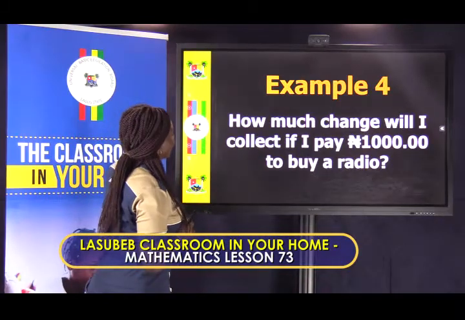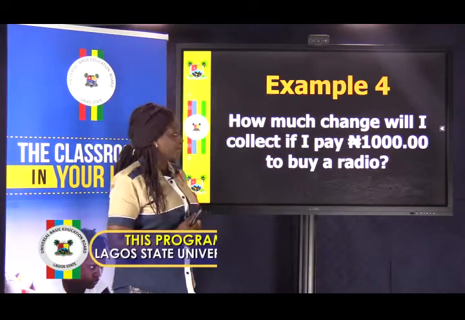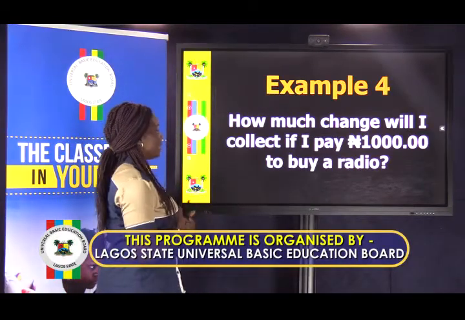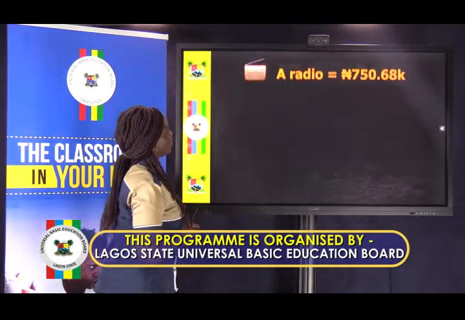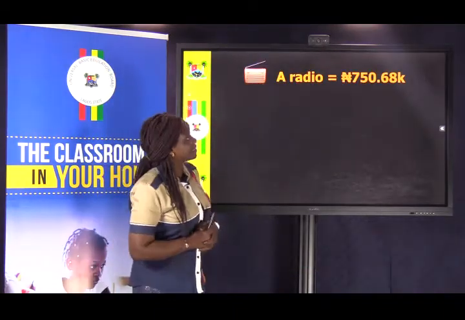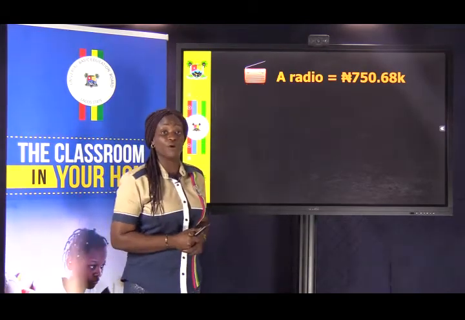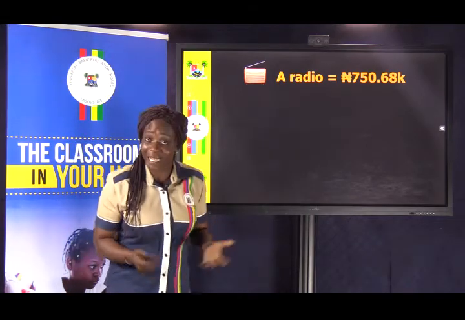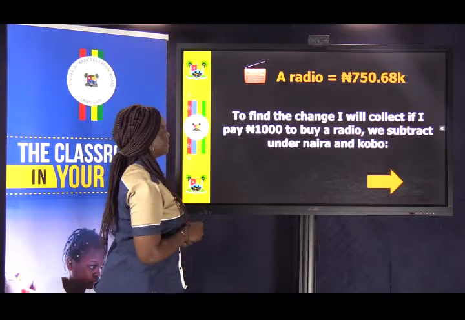How much change will I collect if I pay 1,000 naira to buy a radio? And the radio costs 750 naira 68 kobo. Remember that I will subtract 750 naira 68 kobo from the money I paid. How much did I pay? I paid 1,000 naira. So let's try and get the change.